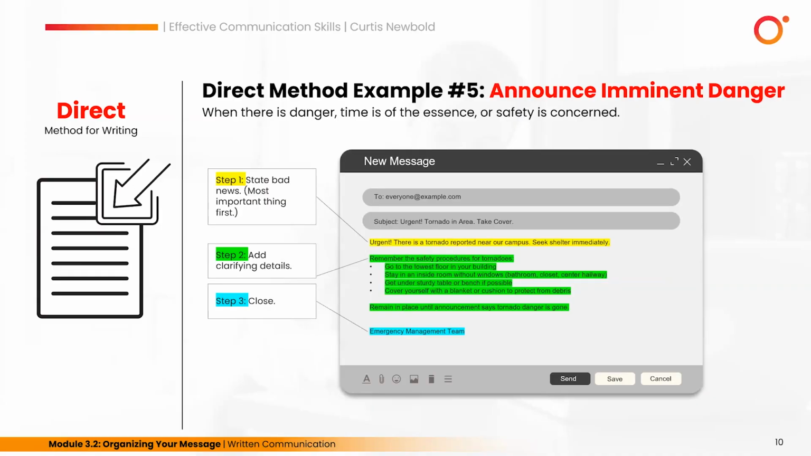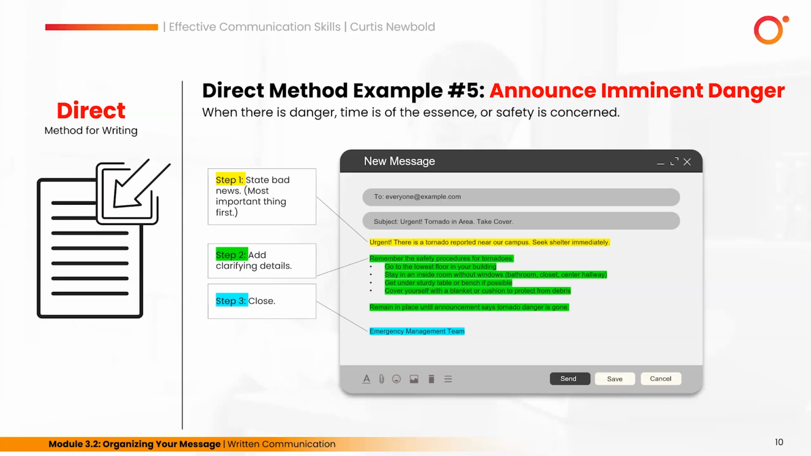So again, step one, state the bad news. First of all, urgent, there is a tornado reported near our campus. Seek shelter immediately. Step two, add clarifying details. Remember the safety procedures for tornadoes. Go to the lowest floor in your building. Stay in an inside room without windows. Get under a sturdy table or bench if possible, and then cover yourself with a blanket or cushion to protect from debris. And then remain in place until announcement says tornado danger is gone. Okay, and then step three, you'll see you just close, emergency management team.